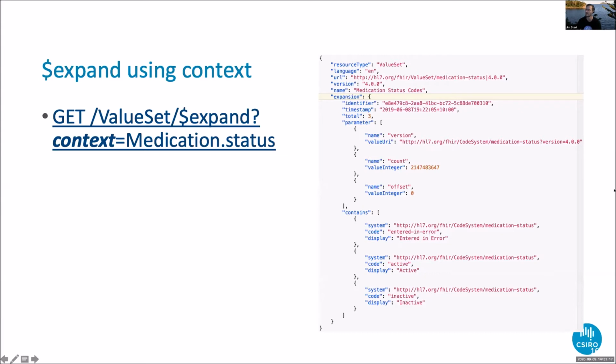So in this case, when we see the result of the expansion, it'll tell us that the value set it expanded was this value set URL here. And it's come back and it's got these 3 codes: entered-in-error, active, and inactive.